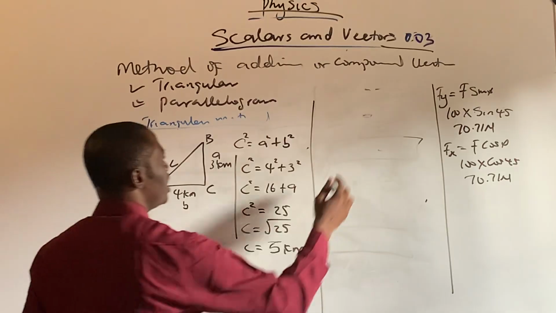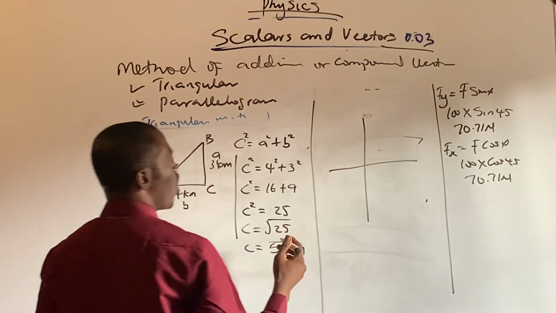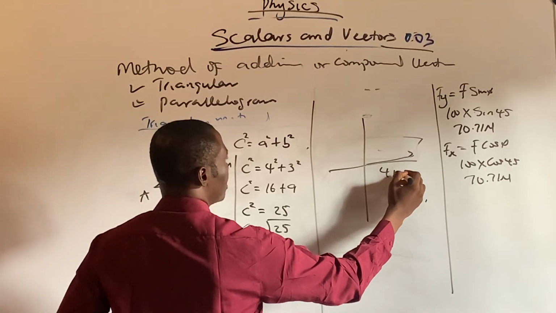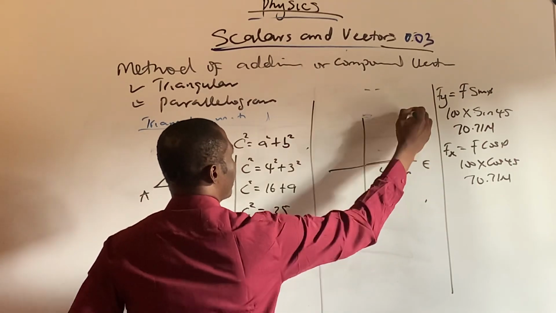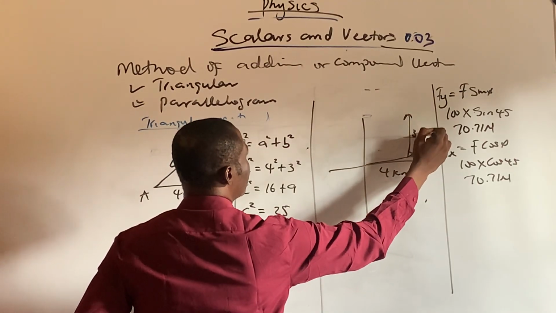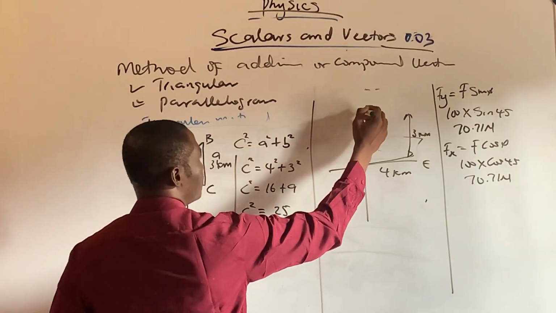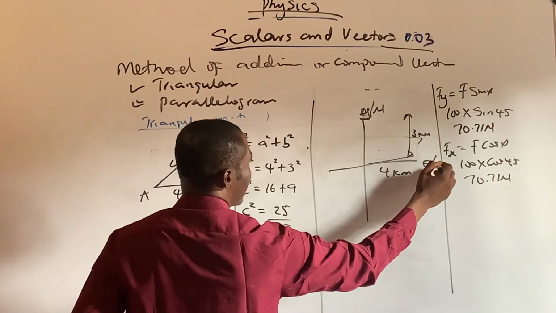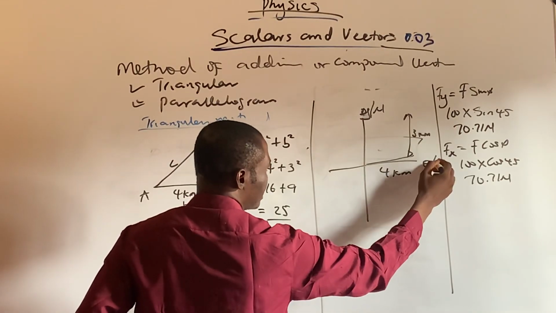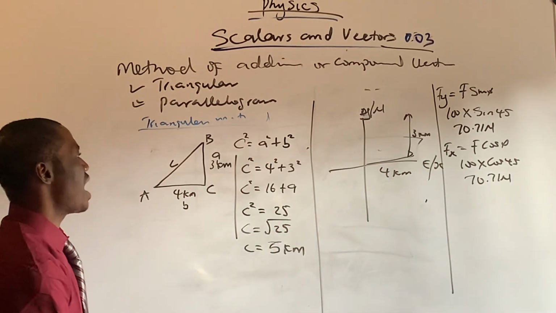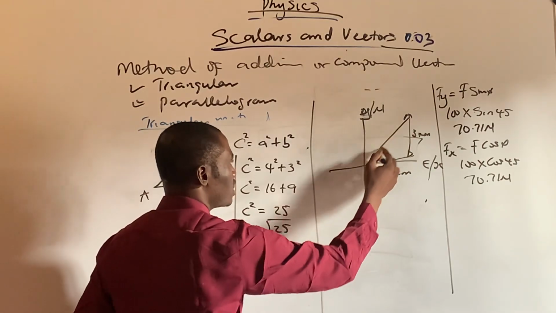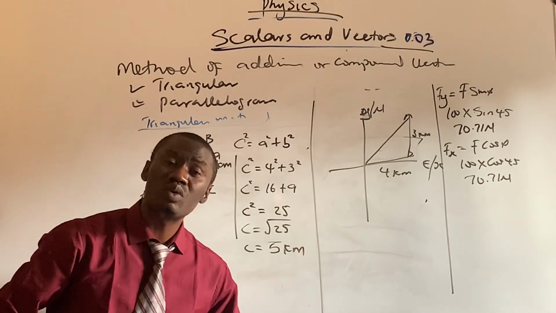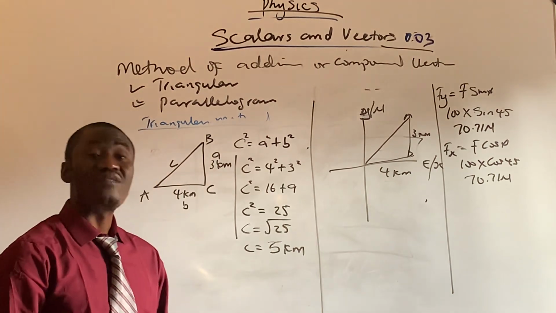For instance, if the body is traveling on the coordinate system, it travels like this, 4 kilometers along the x-axis, and then like this, 3 kilometers to the north, or the y-axis. You call this the y-axis or the north, and the x-axis or the east. All right. So if you have that, the resultant vector will be somewhere around here, which is the displacement. And for this question, it is 5 kilometers.